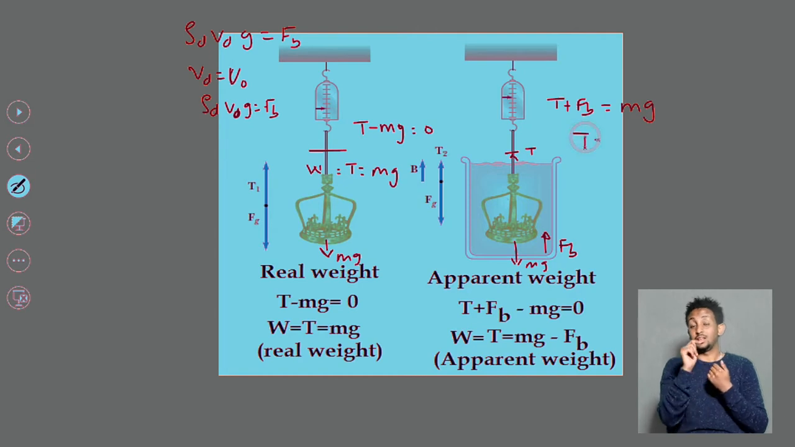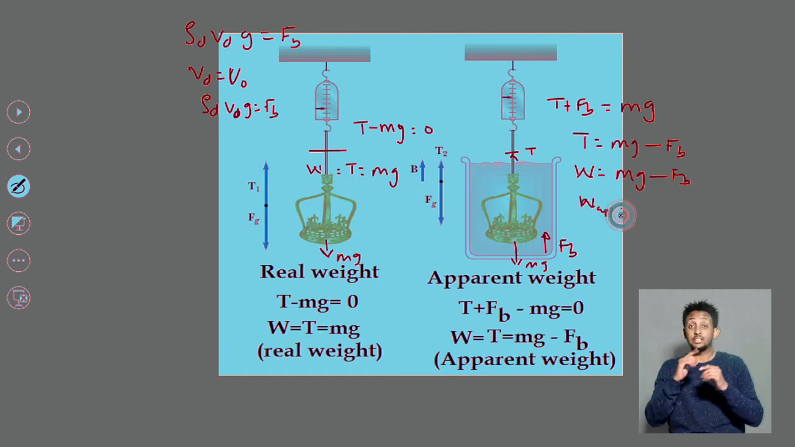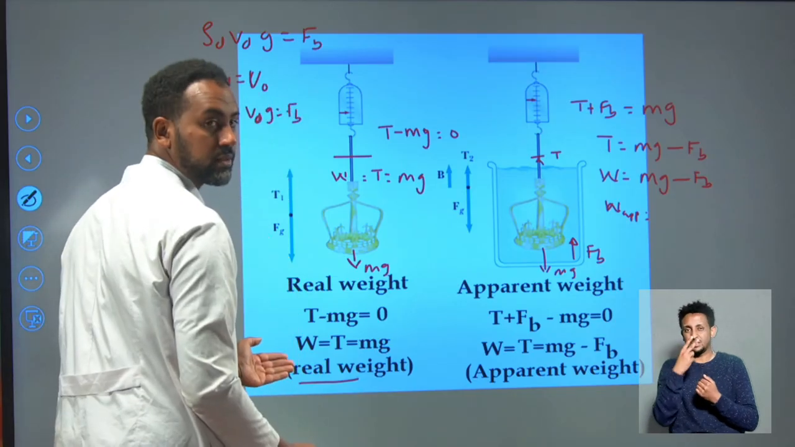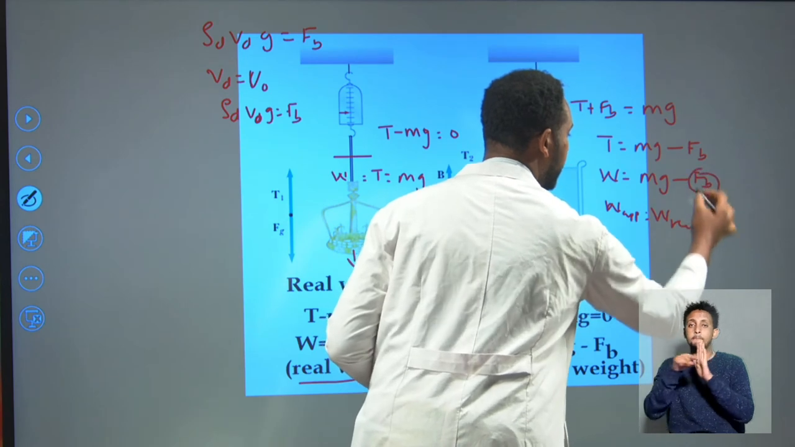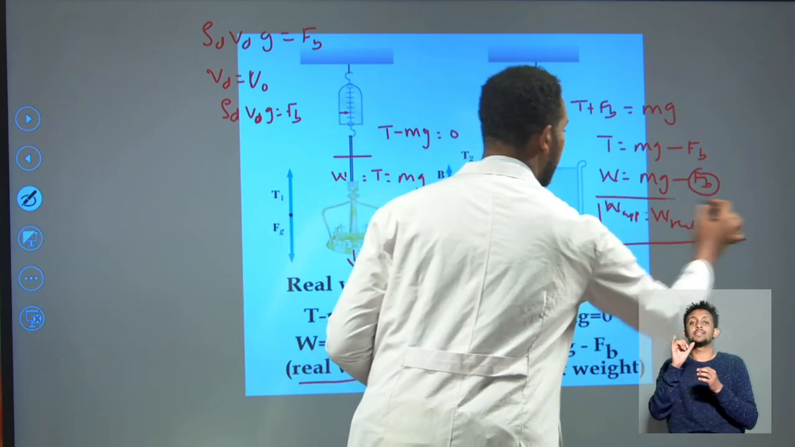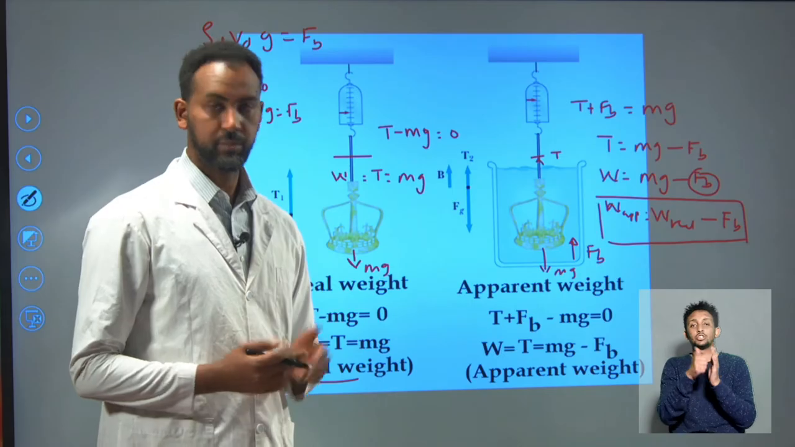Therefore, when you transfer this, the tension T is equal to mass times gravity minus the buoyant force. So what the Newton meter reads here is the weight, and that weight equals mass times gravity minus the force of buoyancy. We call this the apparent weight. Previously we said that mass times gravity in air is the real weight. So apparent weight is the real weight minus the force of buoyancy. It's possible to find such a relation between apparent weight and real weight, and this is the application of Archimedes' principle.